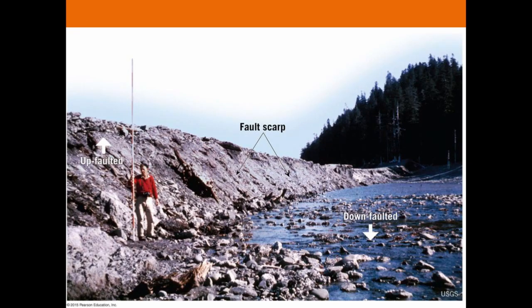We have a picture here of a fault zone with an up fault, the rocks pushed up on the left here, and then a down fault, the rocks pushed down on the right. And the fault scarp, the separation point where actually the upfaulting went up, that is what the person is standing on.